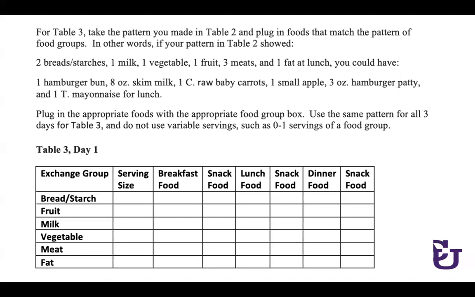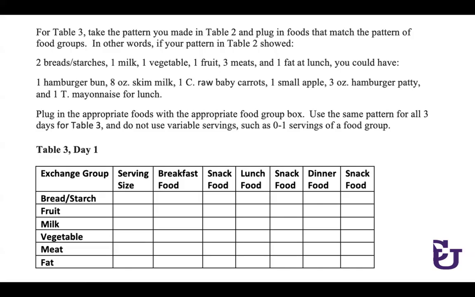Then for table 3, you need to take the pattern that you made in table 2 and plug in foods to match the pattern of the food groups. So if table 2 showed you wanted 2 bread starches, 1 milk, 1 vegetable, 1 fruit, 3 meats, and 1 fat at lunch, then you can have these filled into the table.